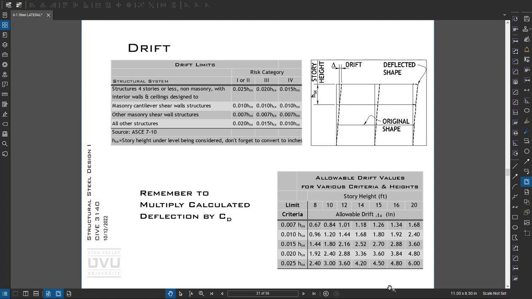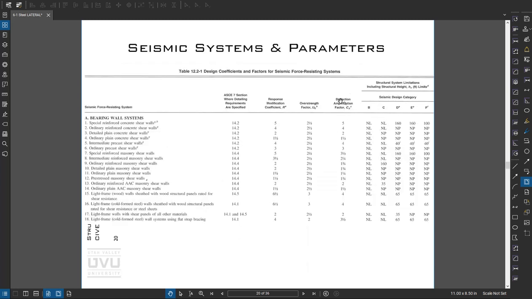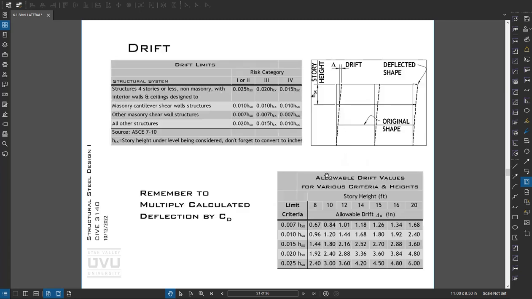It's important to remember that if you calculate the deflection, which normally we do in software these days, we need to multiply by the C sub D factor, which is given right here. So because we're dividing by R, when we look at deflection, there's actually more deflection than our numbers would tell us. So we take our model analysis, bump it up by C sub D, and then make sure it's less than these allowable values.